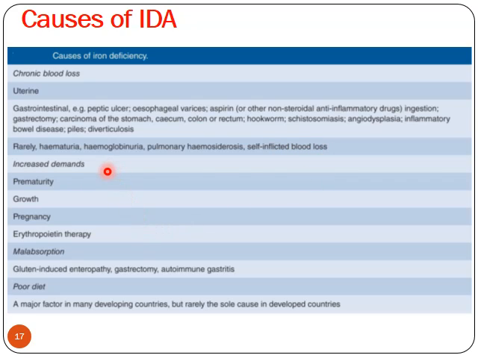The second item is the increased demands, either prematurity or growth, or in pregnancy, or patient taking erythropoietin therapy. The third cause might be malabsorption, like the gluten-induced enteropathy, gastrectomy, or autoimmune gastritis. Poor diet is a major factor in many developing countries, but rarely it accounts for the main cause in the iron deficiency anemia. It should be combined with other causes.